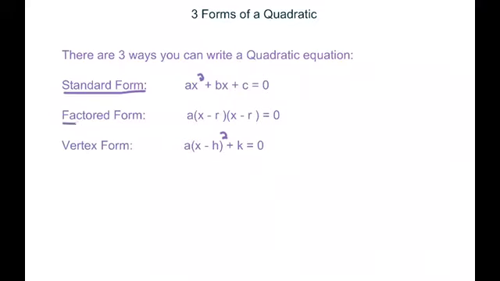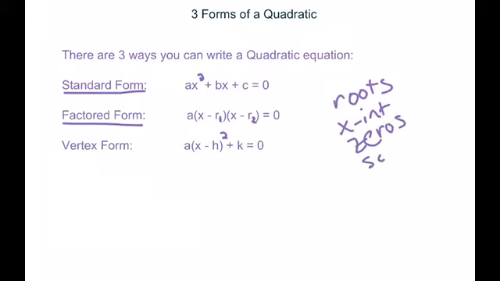The second form is factored form. This is what we get when we factor standard form, and that is a times x minus r1 times x minus r2. Now the r's stand for roots. Remember, roots are the same thing as x-intercepts, zeros, or solutions. And so r1 and r2 just mean the first root and the second root.